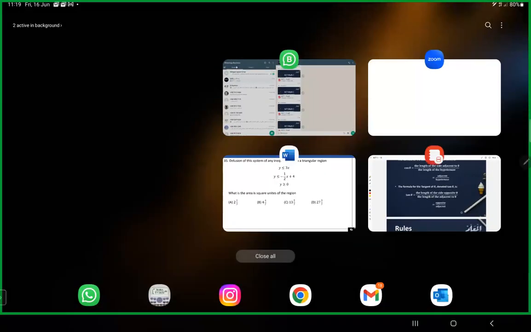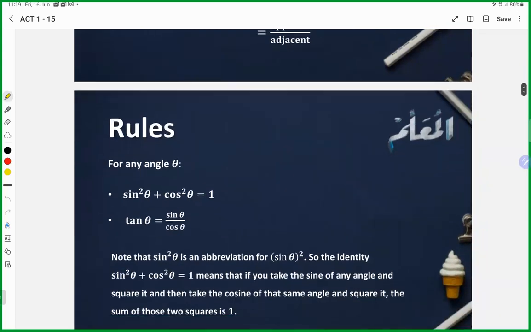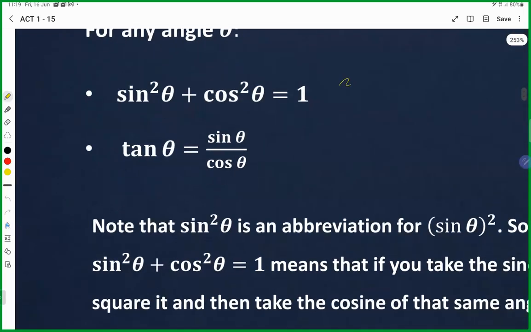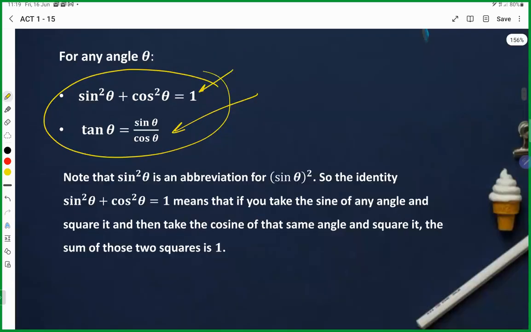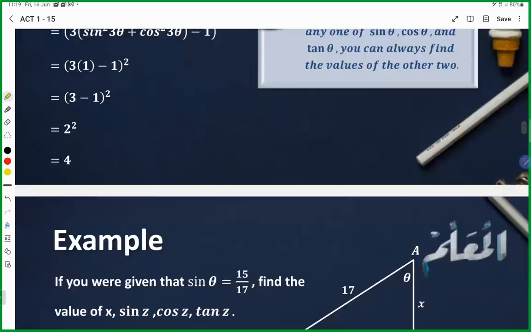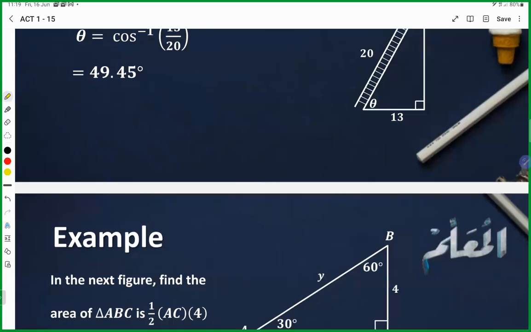These two identities are really important: sine squared plus cosine squared is equal to 1, and tan is equal to sine over cosine. Remember these two identities. Sine squared plus cosine squared is equal to 1, and tan is equal to sine over what? Over cosine. Fine. Next. Those are basic questions.